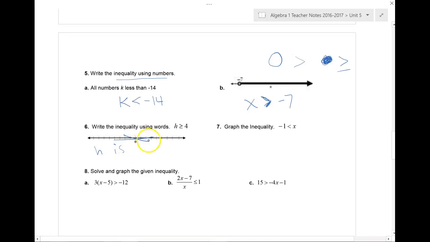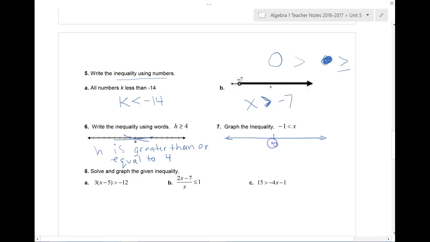So this is H is, okay, now remember the little symbol's opening to the H, so that means it is greater than. And then we have the little line on the bottom, so it's or equal to 4. That's it. Now this one, this graph is supposed to be over here, so let's just make a quick graph.